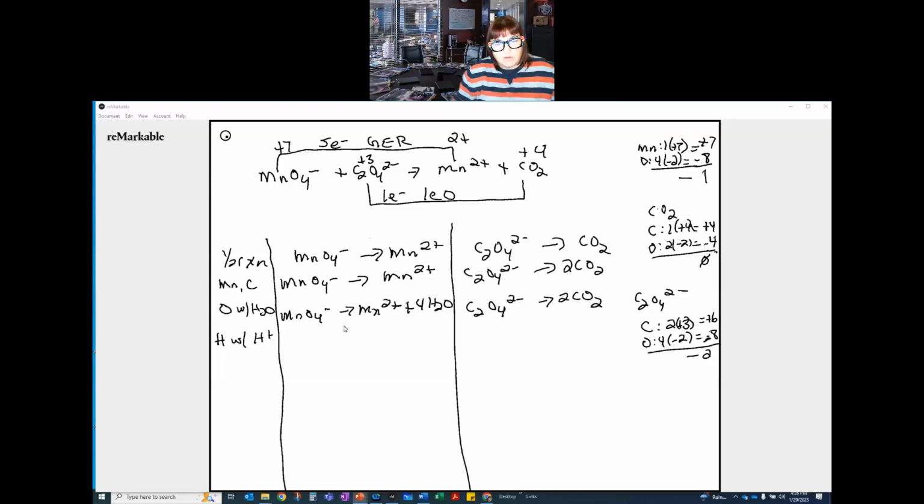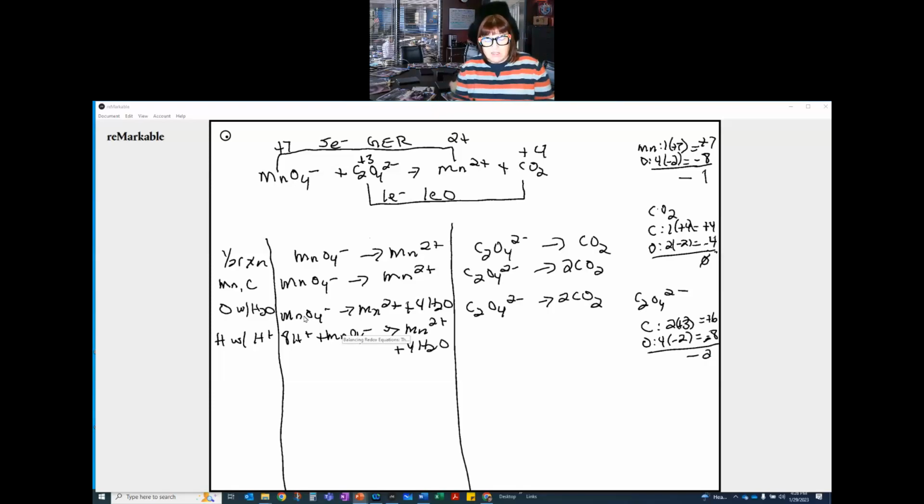So looking at this half reaction, the Mn one, I notice that I have 8 hydrogens on the product side, and I have no hydrogens on the reactant side. I'm going to add 8H plus. MnO4 minus goes to Mn2 plus 4H2O.